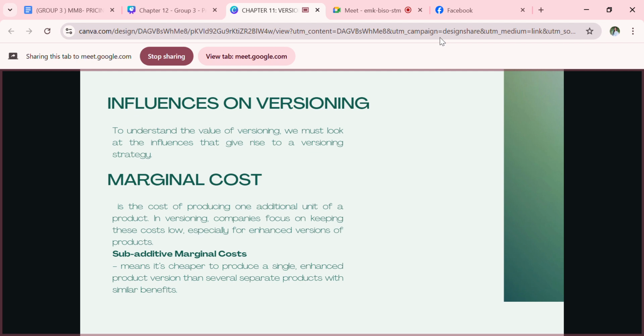For example, sub-additive marginal cost make versioning more profitable by reducing production expenses. Ang sub-additive cost means it's cheaper to make one improved version than to create separate items that deliver similar benefits. So like sa mga hard disk manufacturer, it costs them less to produce a single hard drive with twice the storage than two individual ones. So this cost structure also allows companies to offer a lower price for enhanced versions than if they sold each item separately. So as a result, the demand can increase because customers see good value and the firm captures higher profits. Next slide, please.